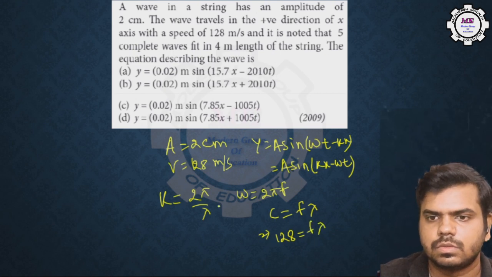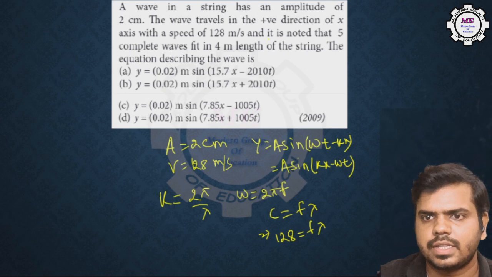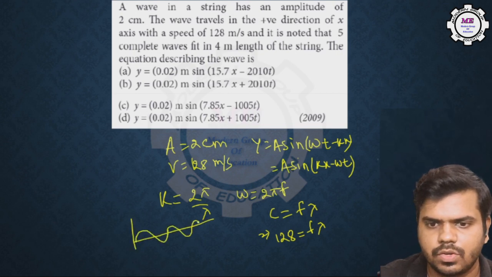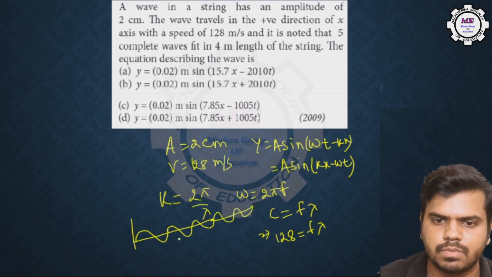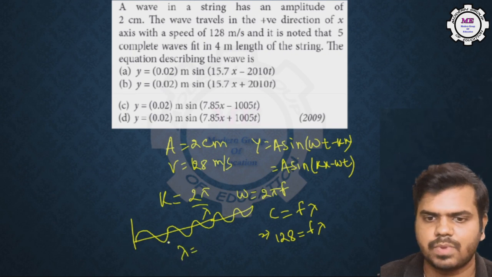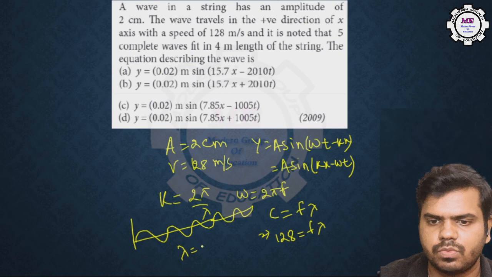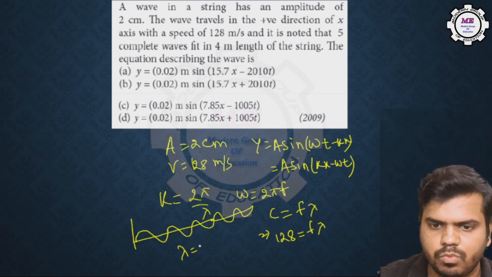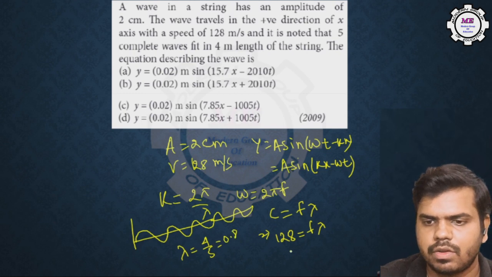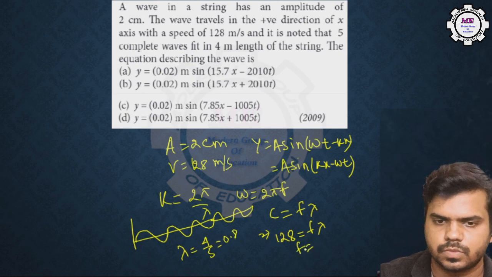It is noted here that 5 complete waves fit in a 4-meter length. 1 wave, 2 wave, 3 wave, 4 wave, 5 wave. 5 waves complete in 4-meter length, so 5 lambda equals 4 meters, lambda equals 4 by 5, that means 0.8. So we can find the value of f here.